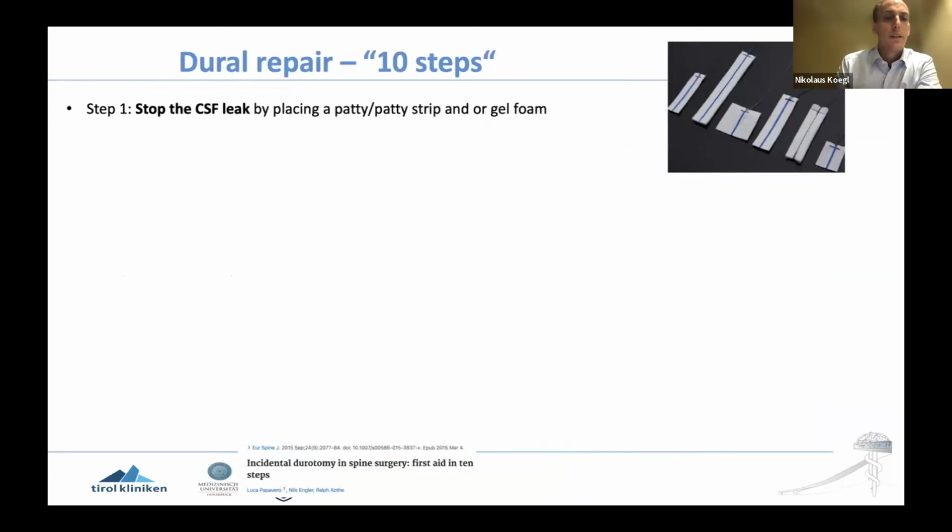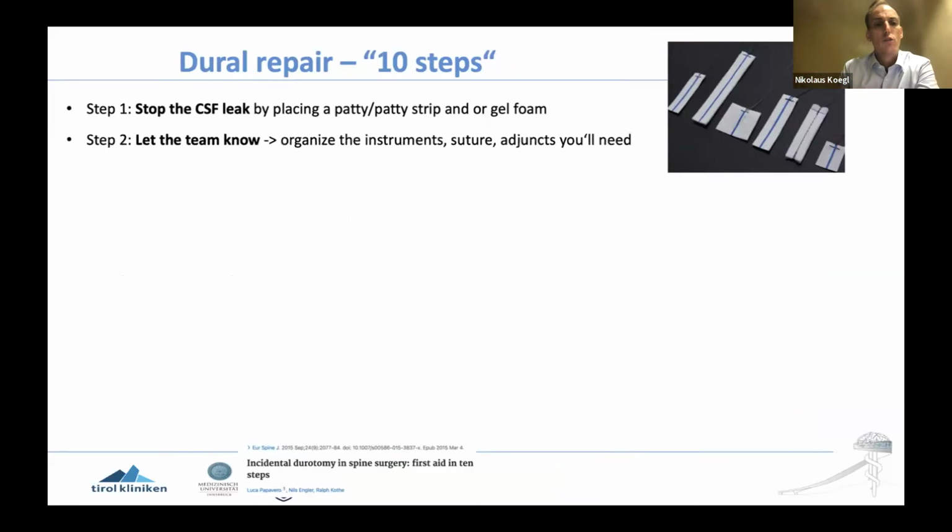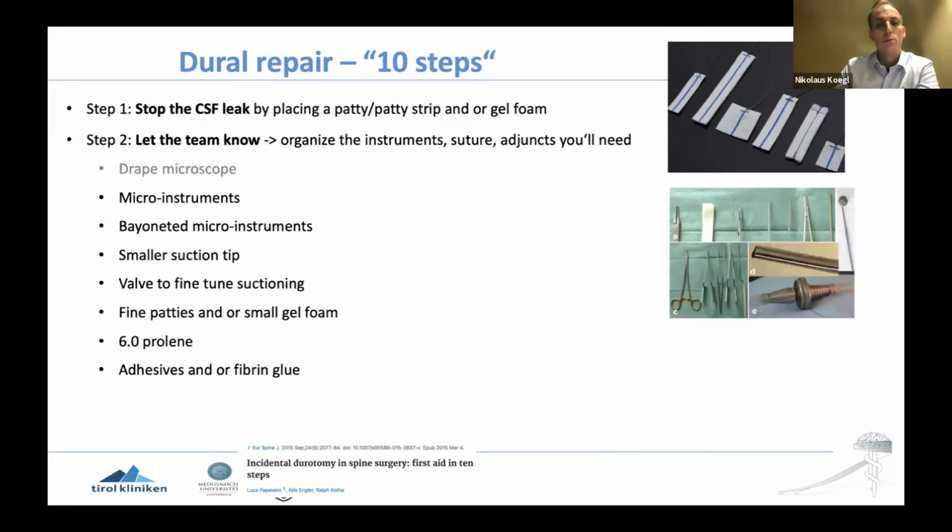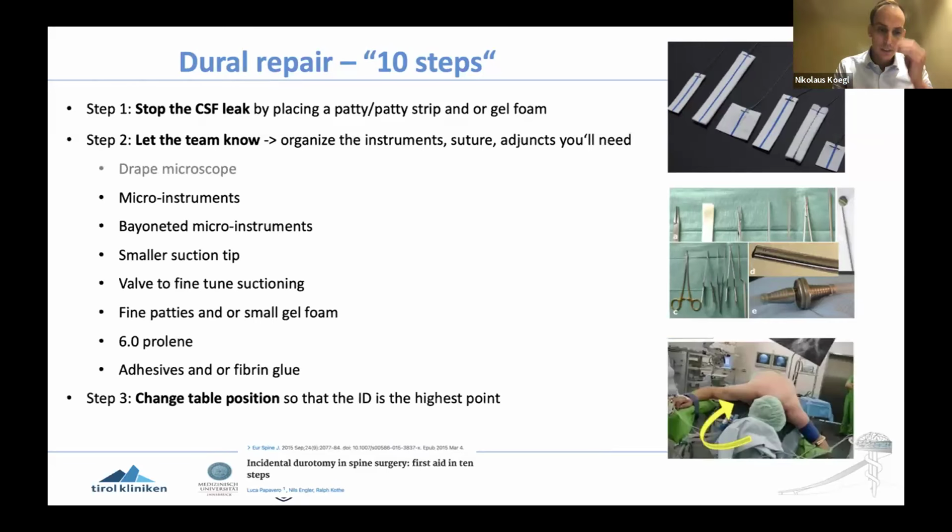Now, what are the so-called 10 steps? I added some more. Stop the CSF leak initially. You may do so using either a gel foam or a patty strip, and obviously let the team know. Get the scrub nurse and the instruments if you don't have them ready yet. Drape the microscope, or if you're an orthopedic surgeon, use loupes. Use bayonetted instruments. Get a smaller suction tip that you can fine tune using a valve, and some adhesives and a suture to close.